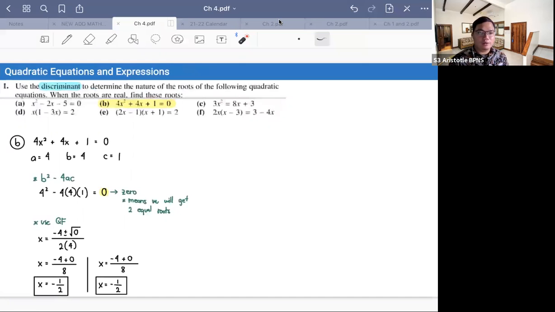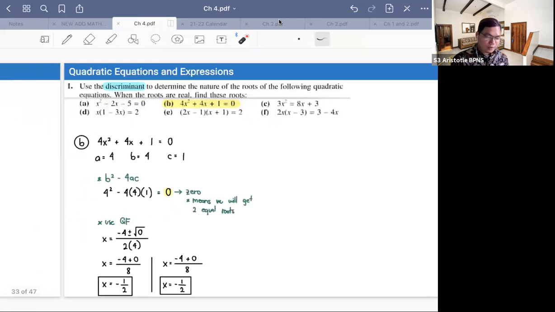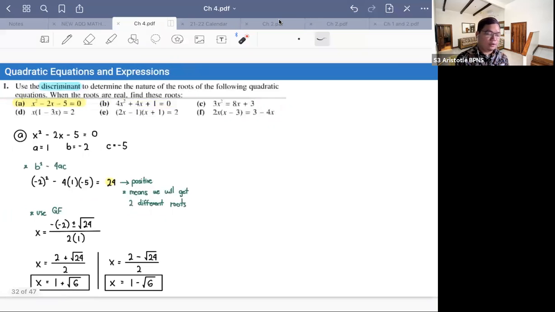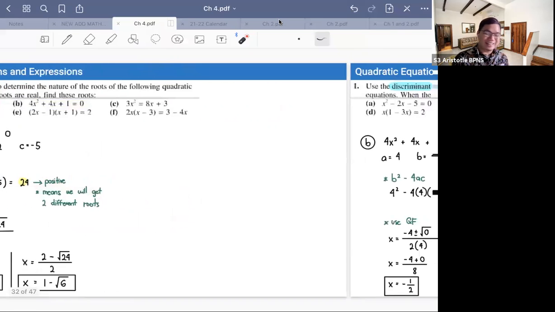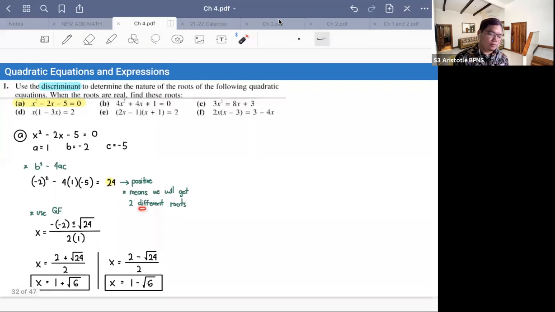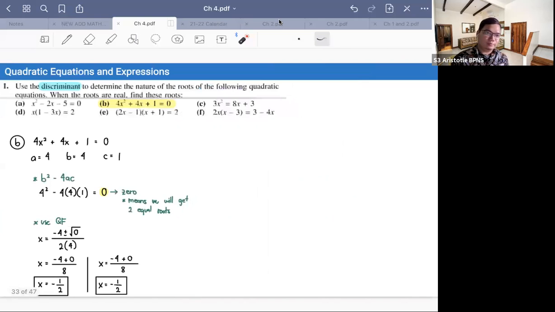Do you guys have any question for letter B? Okay, so again, if your discriminant is equal to 0, that means you will have two equal roots. And then for letter A, if your discriminant is positive, that means you will have two different roots, or distinct roots. They're just the same.